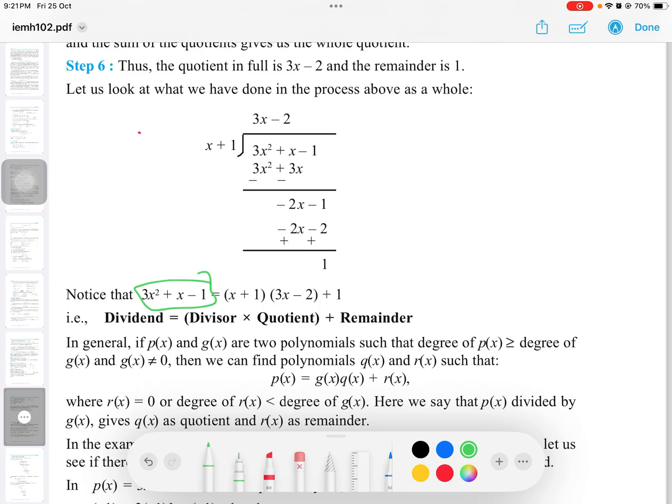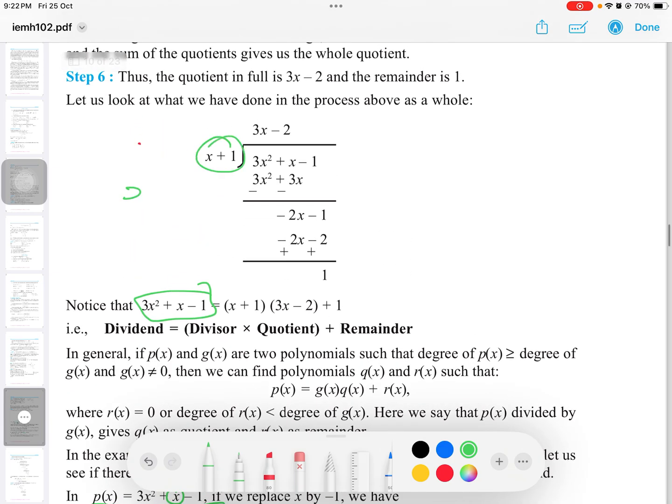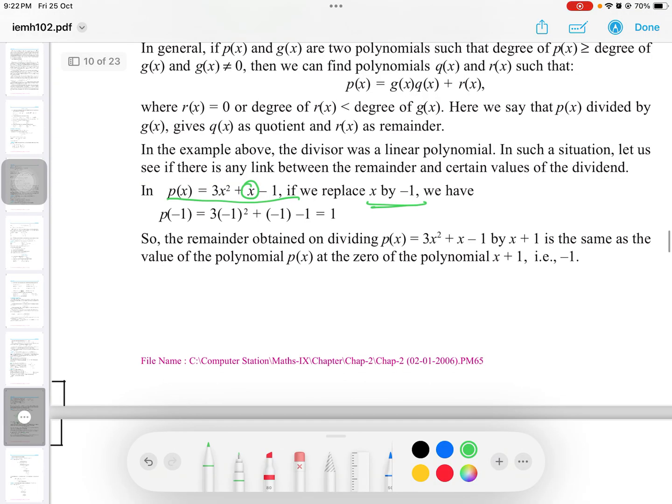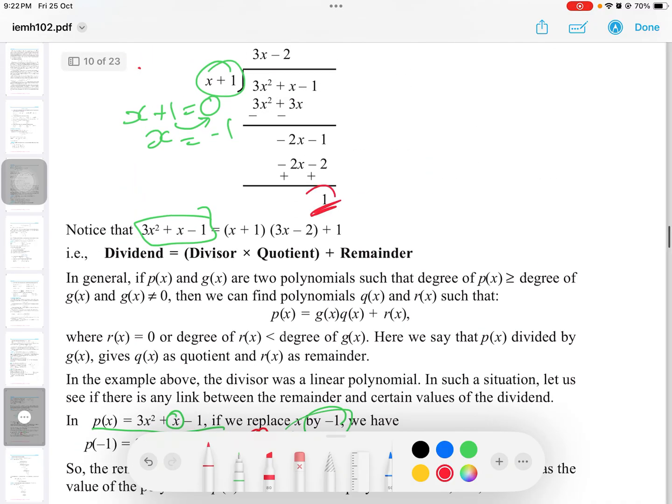Okay, there's a trick. Consider this polynomial, that is p of x. If we replace x by -1, how can we just do that? Look, the divisor x plus 1 equal to 0, then x equal to -1. That's why we are replacing it by -1. So wherever there is x, you replace it with a -1, and then you obtain the remainder.